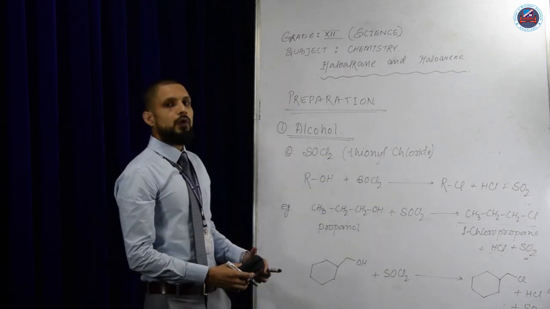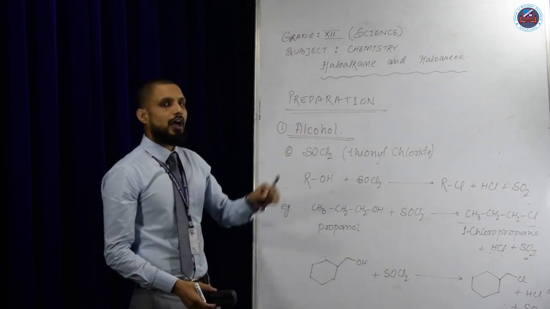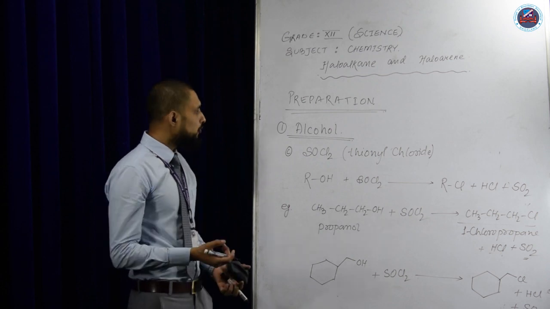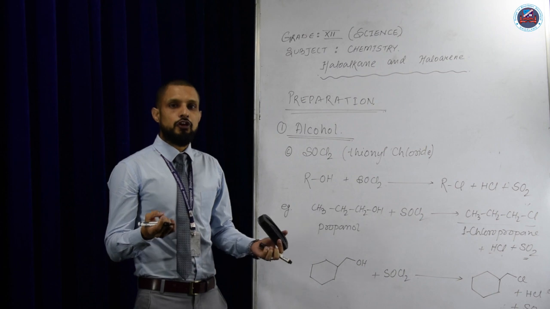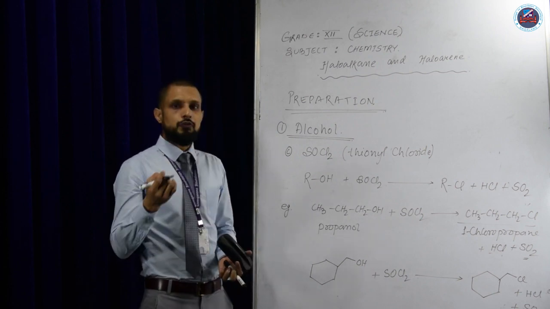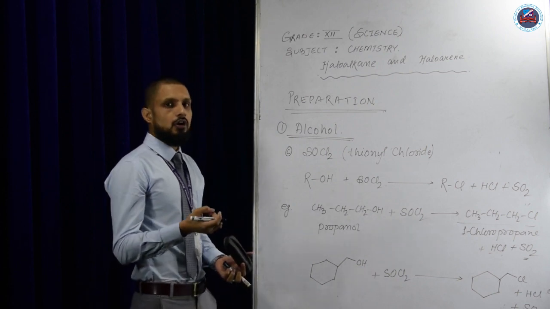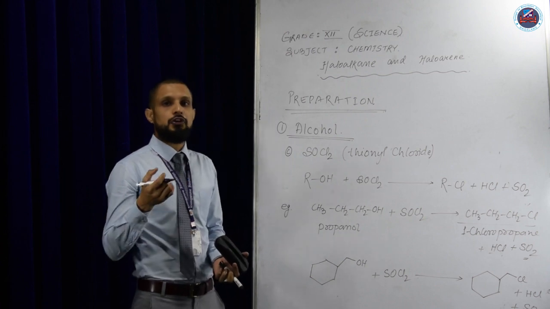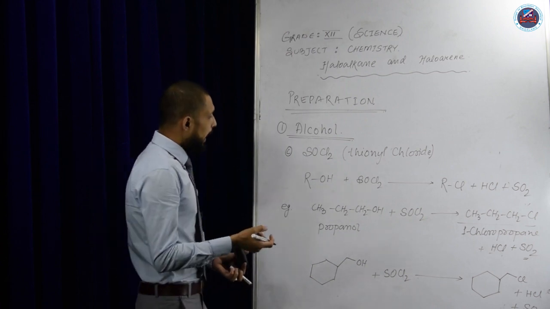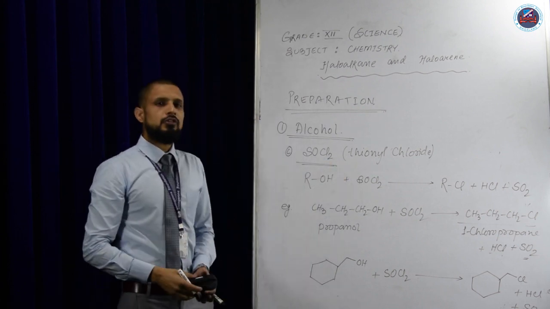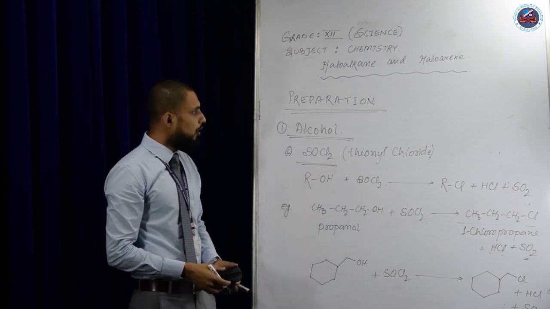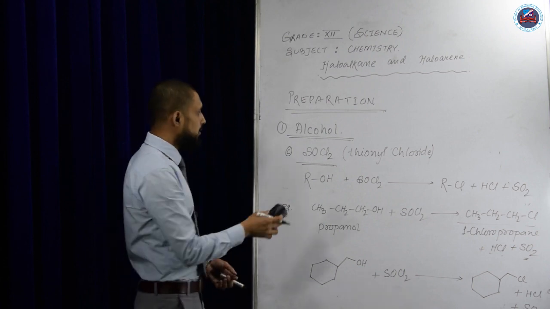So this is how we convert alcohol to haloalkane using different reagents, that is halogen acid, phosphorus pentachloride, phosphorus trichloride, or phosphorus pentabromide, phosphorus tribromide, and thionyl chloride. So let us see the next preparation of haloalkane using alkene.